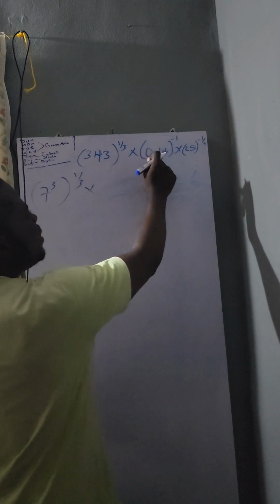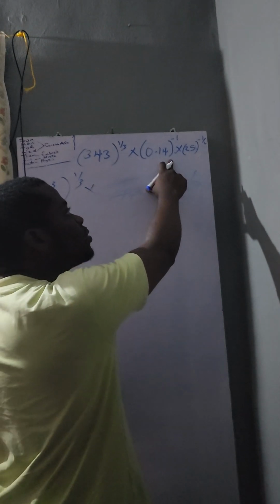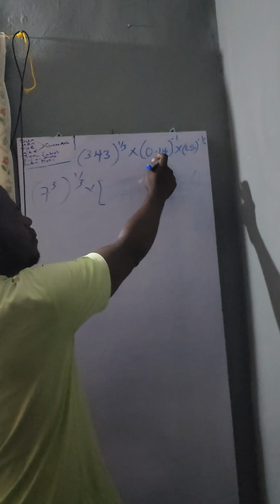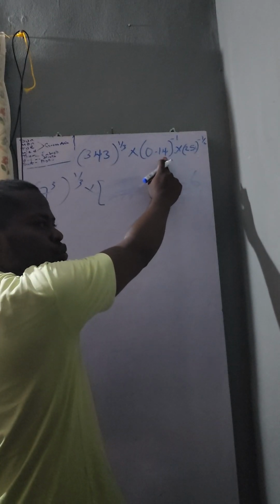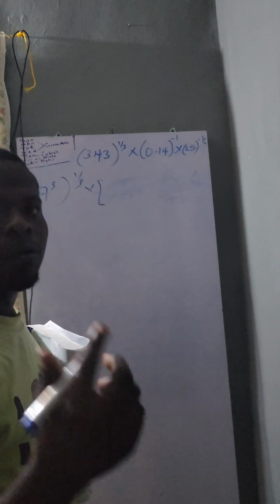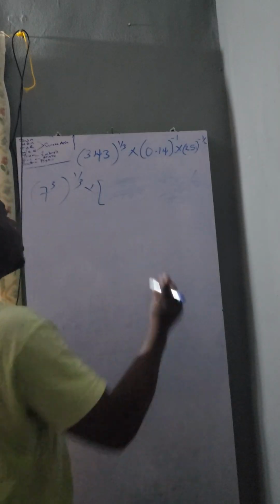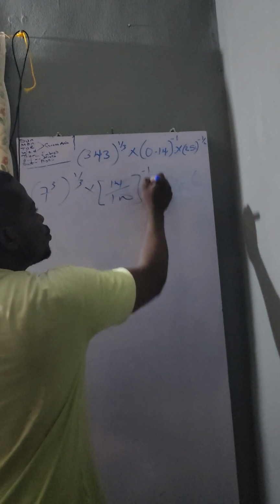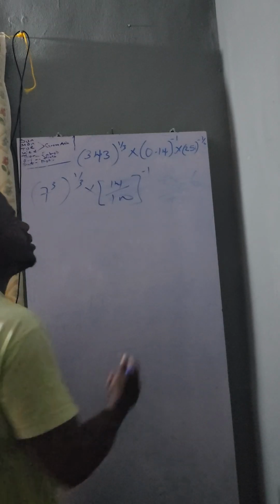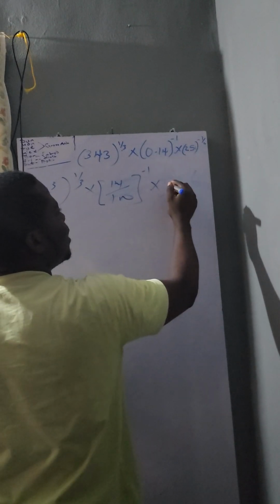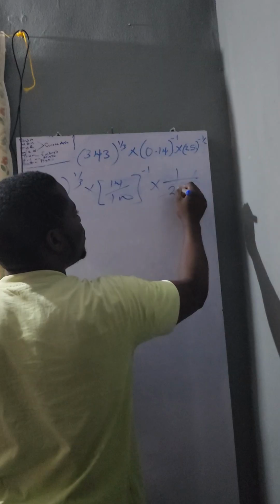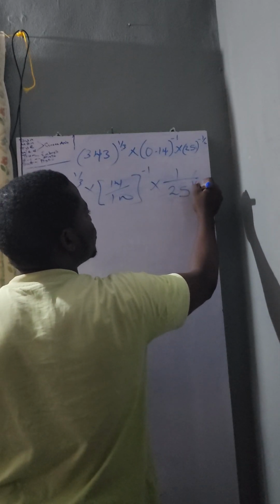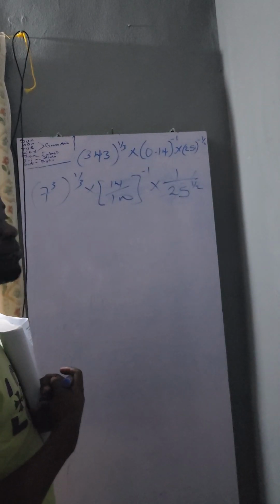7 raised to power 3 into bracket 1 over 3 times you're having decimal point. The first thing you have to do is what? Turn your decimal point to a fraction. So I'm turning this to a fraction. How many zeros do I have here? 1, 2. In the power of 10, it will only be 2 zeros. 100 will only have 2 zeros. Well, actually, the 14 over 100, then raised to power minus 1. Am I communicating? Times 1 over 25 raised to power what? 1 over 2. How are you guys with me?